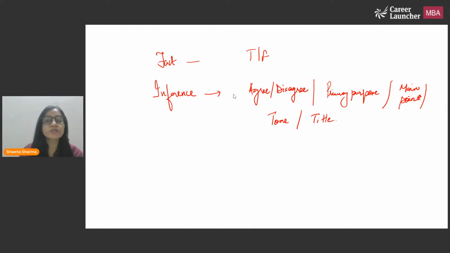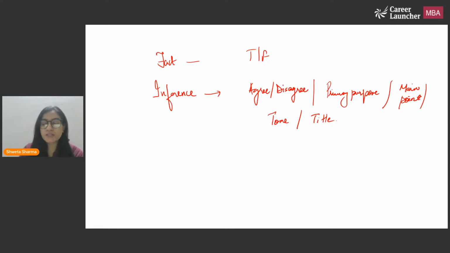So fact-based questions could be true, false. Inference questions could be more of agree, disagree, primary purpose, main point question, or also on the tone or title. What kind of a tone of the author is being mentioned in the passage? Is it very laudatory? Is it caviling? Is it critical? What tonality does a passage hold? And the title means what to name the passage. What could be the heading we can categorize it under?